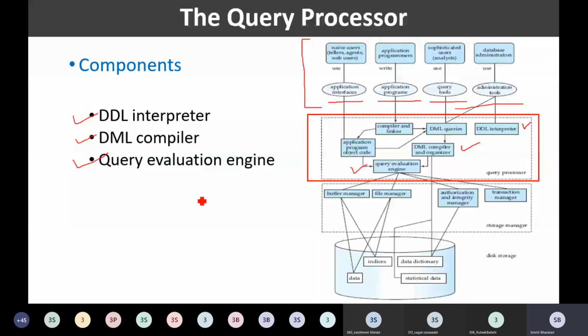So what my query evaluation engine will do, depending on the DML statement that we have provided, is this: the DML statement first gets converted into some low-level instructions, because my underlying architecture is not aware of the DML construct. My underlying architecture of the database system only knows some low-level constructs.